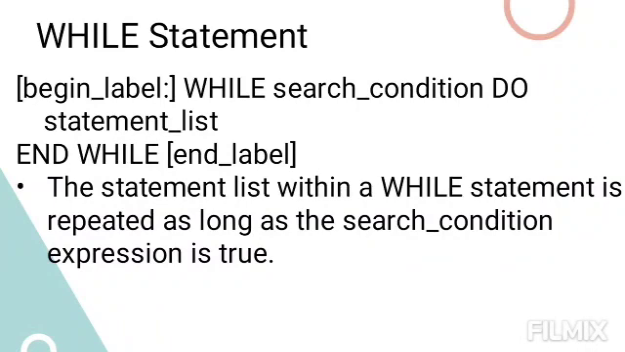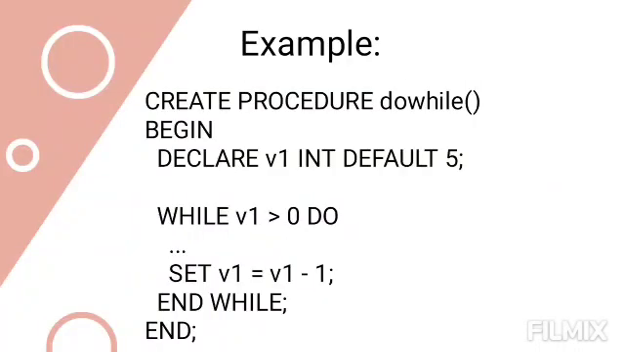Next loop construct is the while statement. Here also we use begin label, then WHILE search condition DO statement list, END WHILE. The statement list within the while statement is repeated as long as the search condition expression is true. The while statement works similar to the while statement in C programs. Example: WHILE v1 greater than 0 DO, some statement list is executed, then the END WHILE statement.